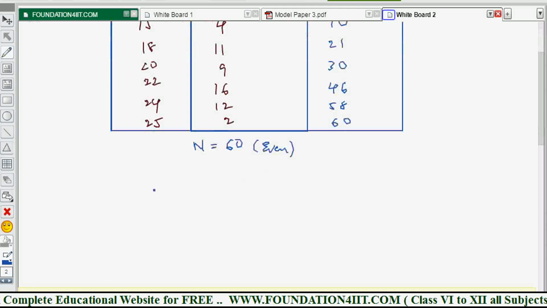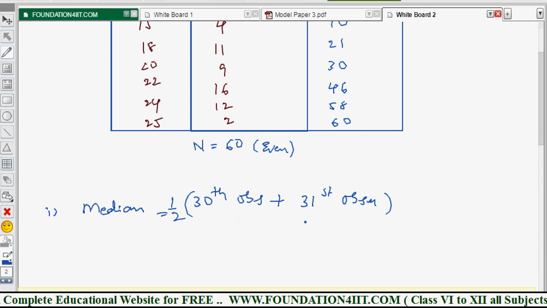Then if you want to find out the median, simple. Median is equal to the formula, right. Because n is an even number, median is equal to the n by 2, that means 30th observation, plus the n by 2 plus 1 observation, into 1 by 2. That is, half of 60 is 30, so the 30th observation plus the 31st observation into 1 by 2. This is the median formula.